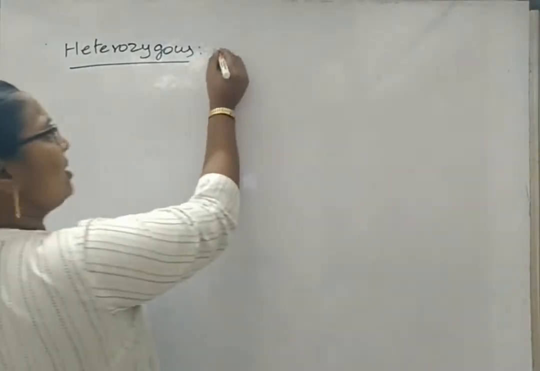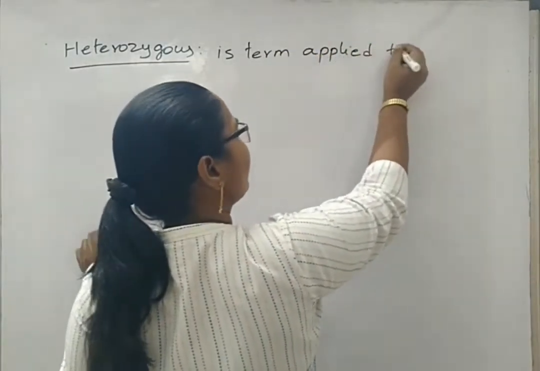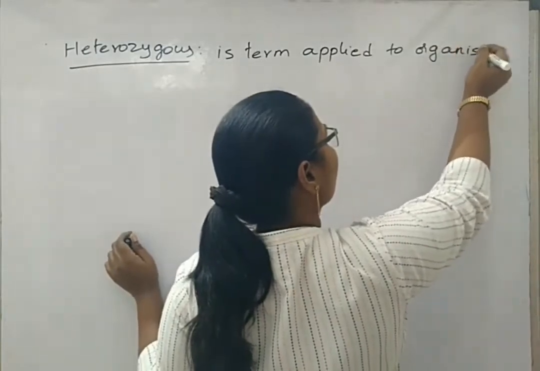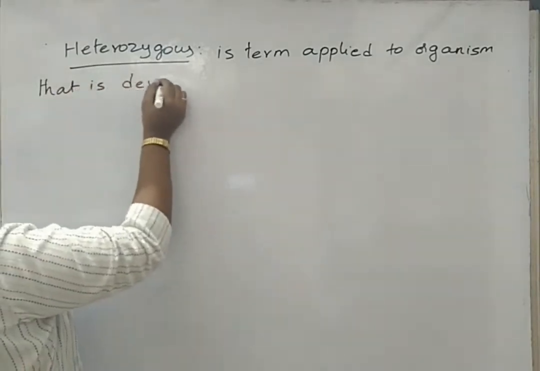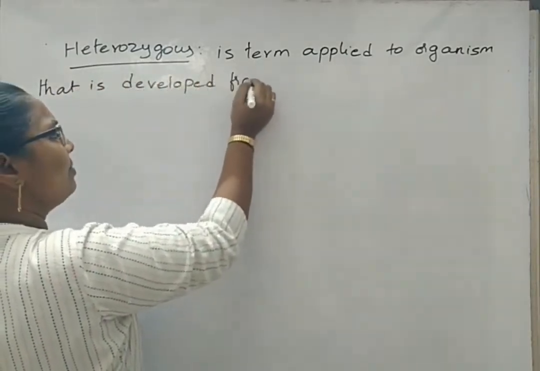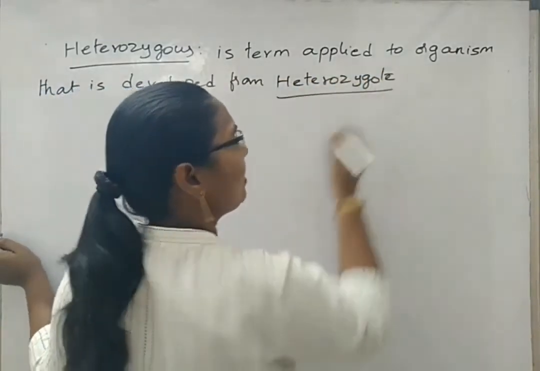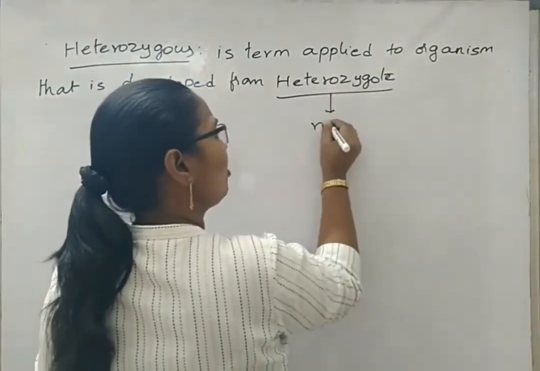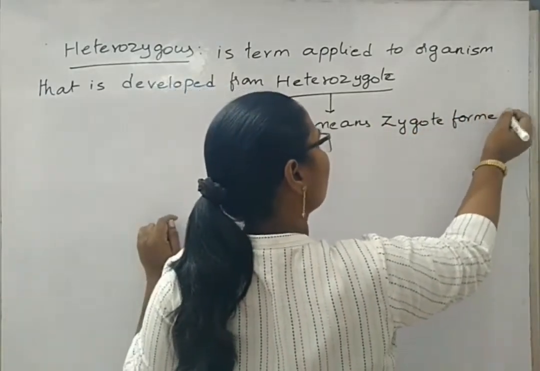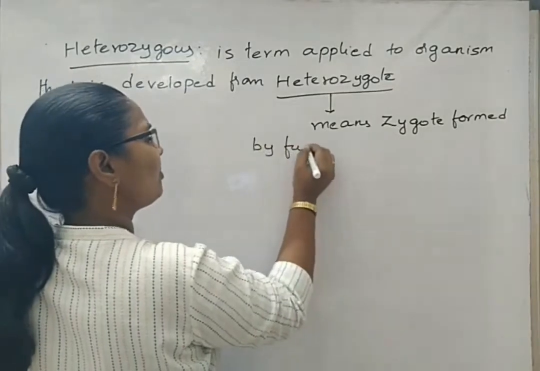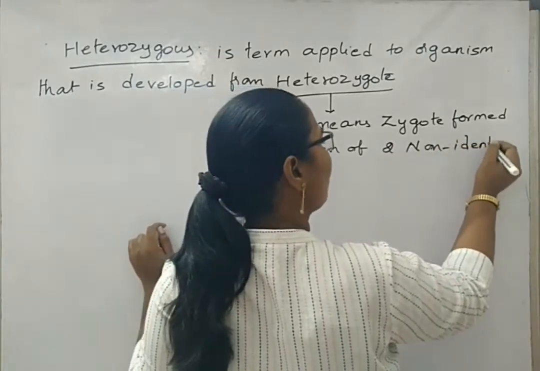Heterozygous is a term applied to an organism that is developed from a heterozygote. Now what is meant by heterozygote? Heterozygote means a zygote formed by fusion of two non-identical gametes.